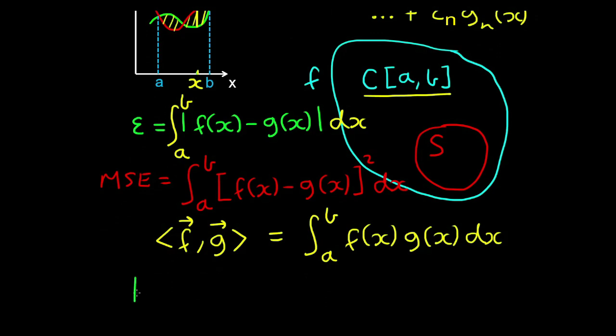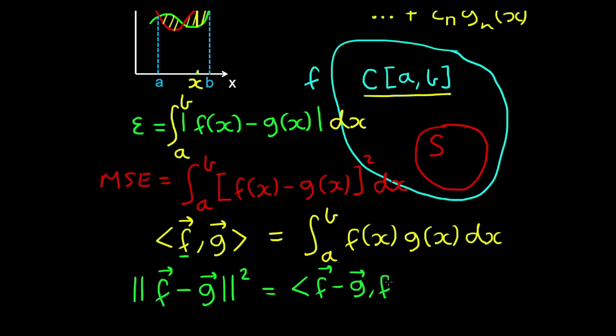So noting the squared norm of a function is equal to the inner product between a function and itself, therefore the squared norm of the difference between the functions is equal to the inner product of f minus g with itself, and therefore this integrand in the inner product becomes f minus g by f minus g, which gives the mean squared error.